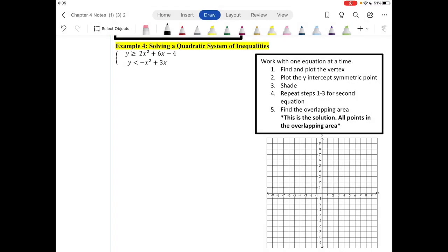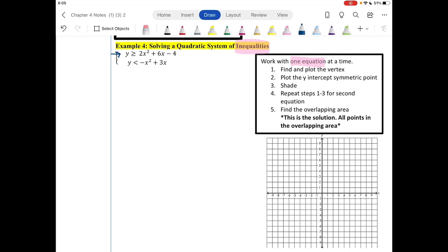Now that we've solved equations, we are ready to learn how to solve inequalities. And remember, inequalities have a wider range of solutions to them. It's no longer one single point, but a whole area that satisfies both equations. What we want to do is work with the equations one at a time. That's the key. Don't overwhelm yourself. Pick one and go with it. We're going to start off with the top equation.